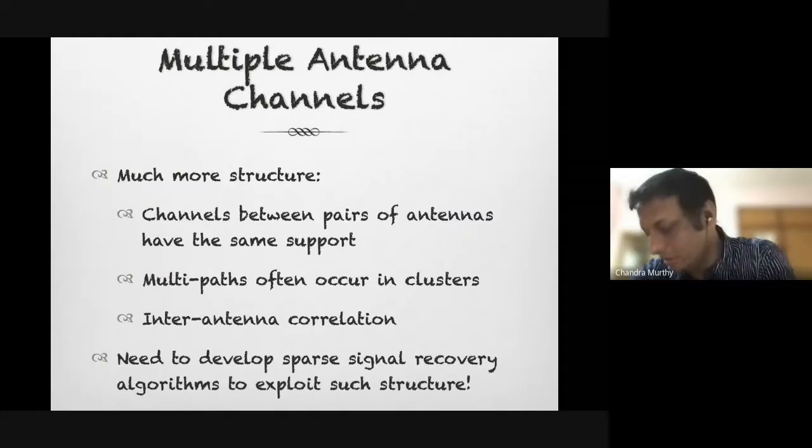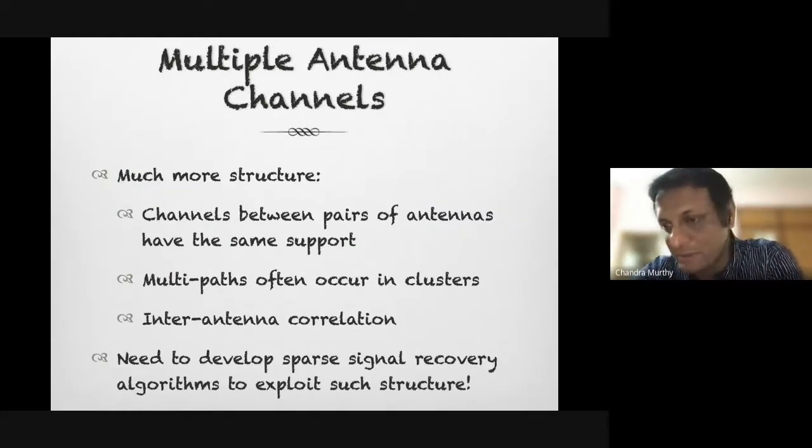And if you go to multiple antenna channels, which is of course very hot today, multiple antenna communications, there is more structure. Specifically, channels between different pairs of antennas will often have the same support. That is, if you have signals being transmitted from two antennas at the base station, because those two antennas are relatively close to each other compared to the distance between the base station and the mobile user, the signals from the two different antennas will more or less bounce off the same structures and arrive with similar delays at the mobile user. And so tau 1, tau 2, tau 3 will be common across different pairs of antennas.